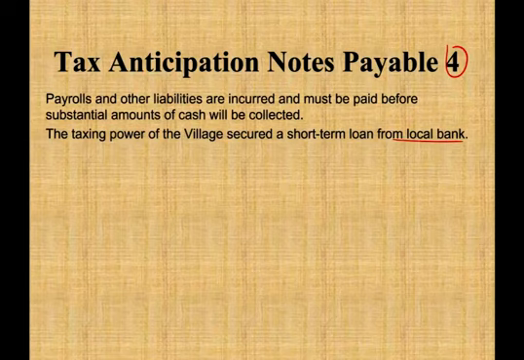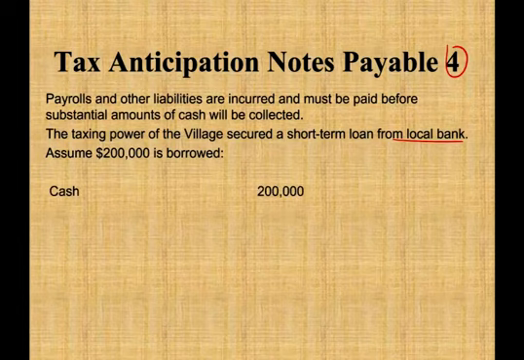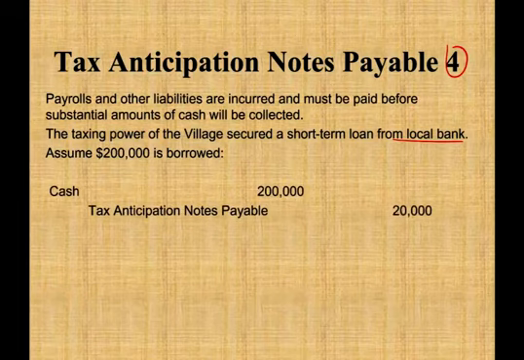So basically we went to the bank. We said, look, we have money coming in from taxing the population, the citizens. We need money for now to operate. We are short on money. Assuming we borrowed $200,000, what entry do we make? If we borrowed cash, we're going to debit cash. Cash goes up by 200,000, and we're going to credit tax anticipation note of 200,000, not 20,000.